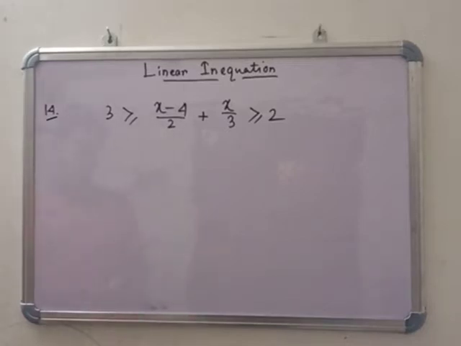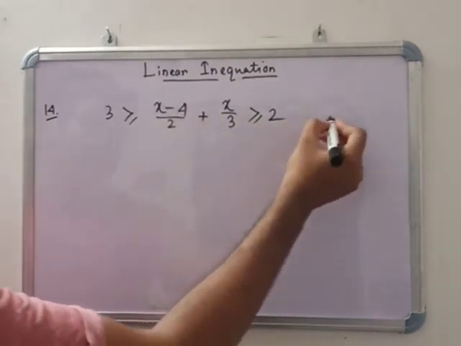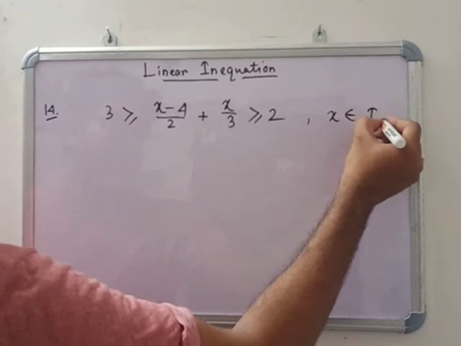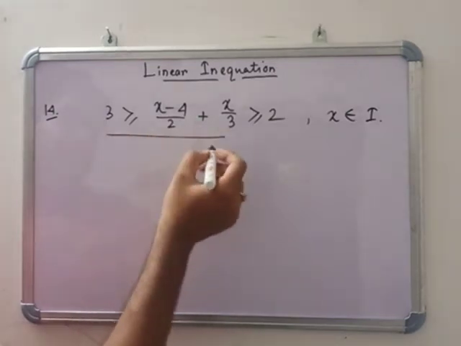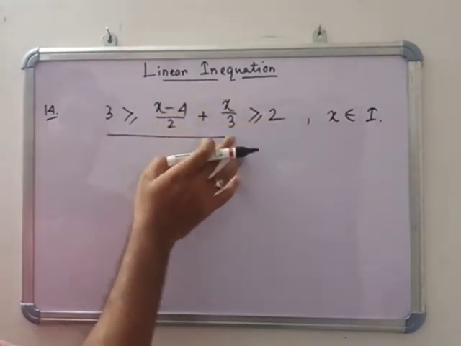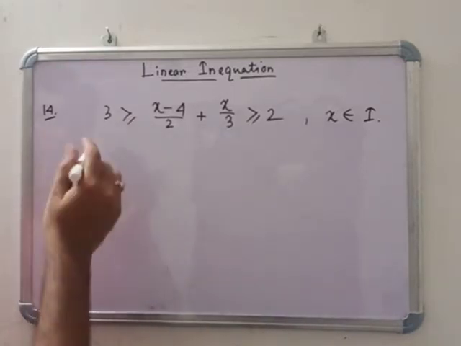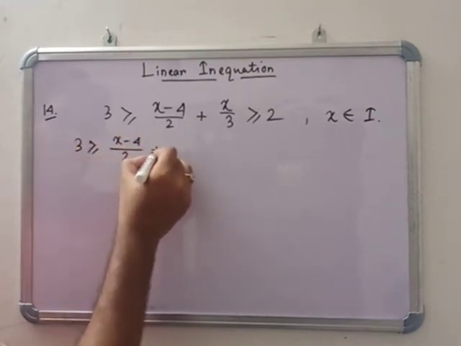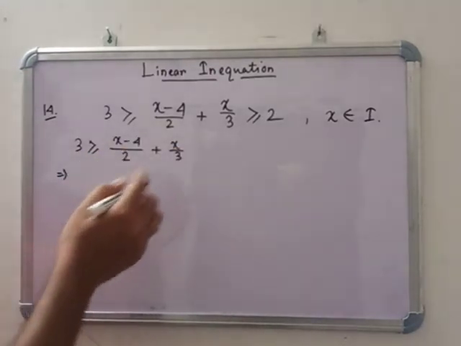Now in number 14, see that 3 is greater than or equal to x minus 4 by 2 plus x by 3 greater than or equal to 2, where x belongs to integers. For this type of problem, we first take the first two parts and next the last two parts. So 3 greater than or equal to x minus 4 by 2 plus x by 3. Now the LCM of these two is 6. So we can write 3.